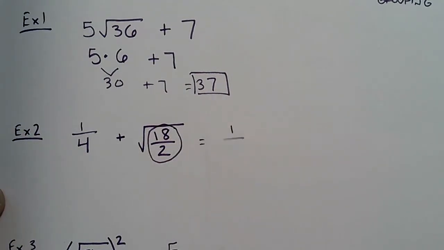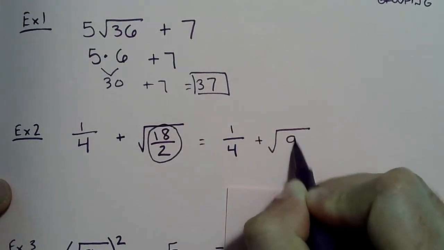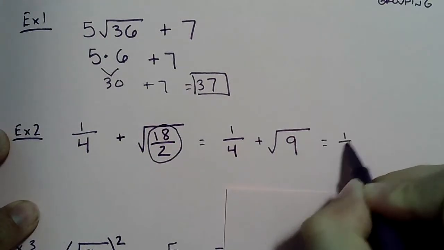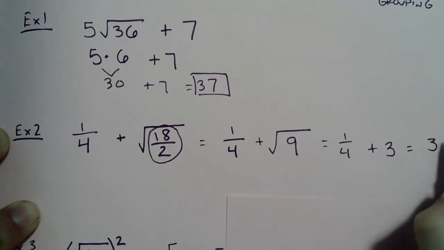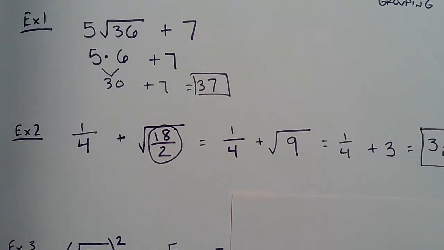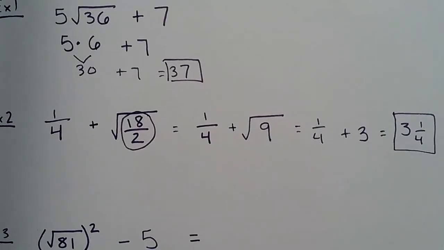1/4 plus the square root of 18 divided by 2. Well, 18 divided by 2 would leave us with 1/4 plus the square root of 9. And 9 is a perfect square, giving us the square root of 9, which is 3. So this would be 1/4 plus 3, which is 3 and 1/4. So sometimes if you check, hey, can I simplify it underneath the radical, it might make it a little easier for us.